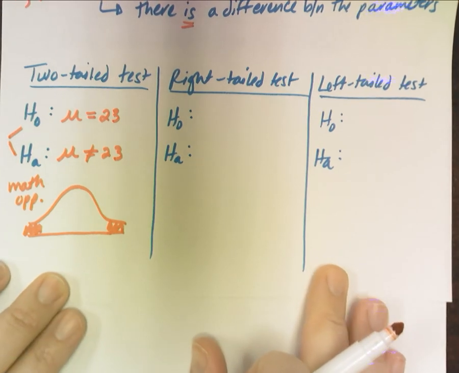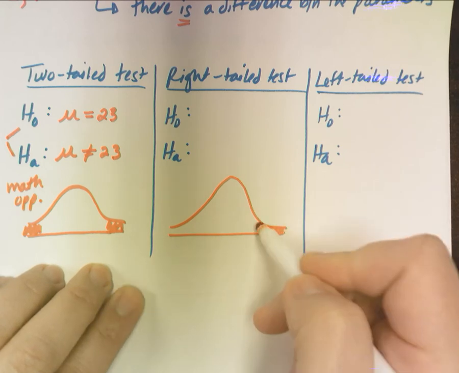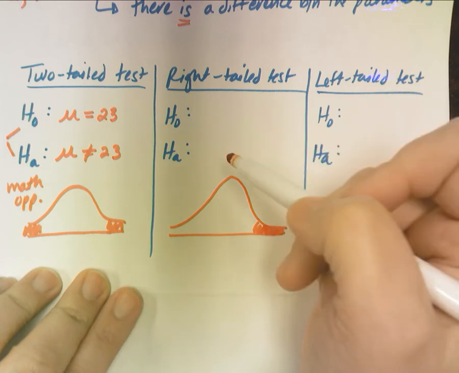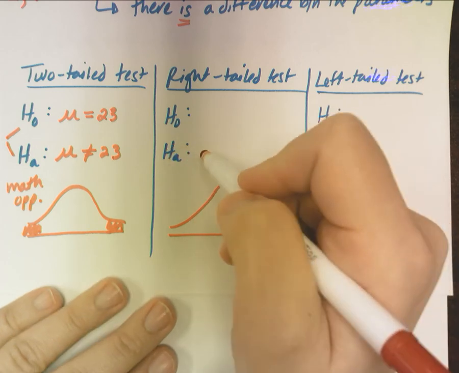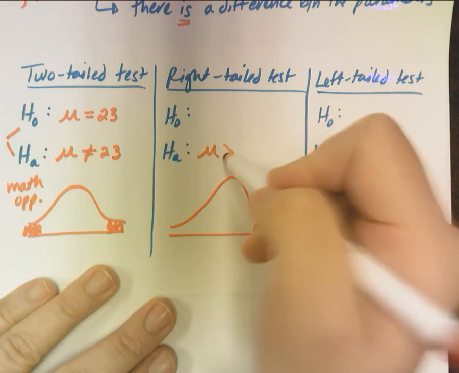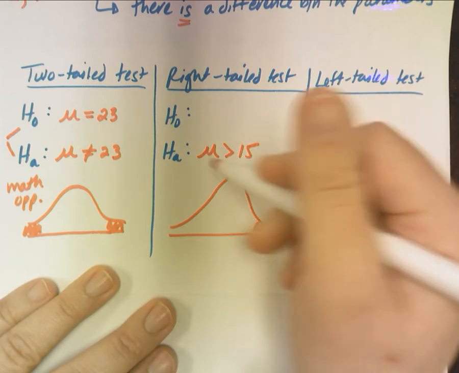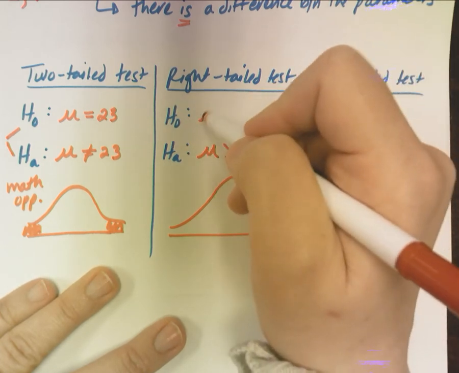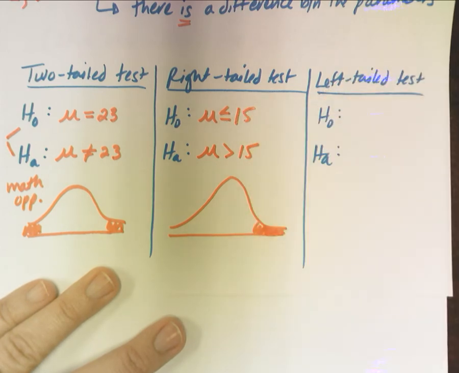All right. If I have a right-tailed test, my picture is going to look like this. My region will be right here that I'm concerning myself about. You're claiming your HA is that mu is going to be greater than, I will say, 15. I think my mean is greater than 15. The mathematical opposite for that would be mu is less than or equal to 15. Always got to have an equal in your HO.